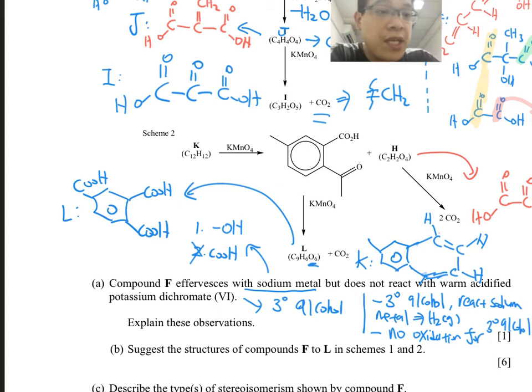Then some of you may ask me, why is there a CO2? Because if you count the number of carbon, this L here is short of one carbon from here, because this carbon you see here is missing, it becomes CO2. It's side chain oxidation.